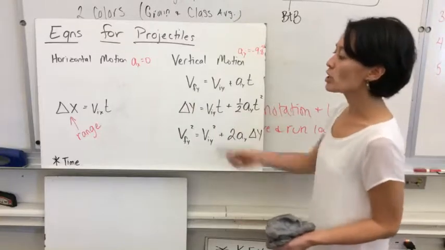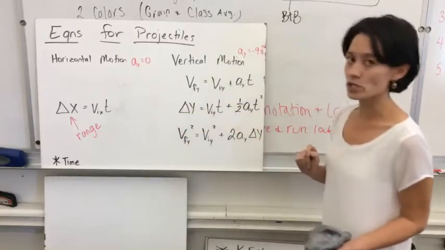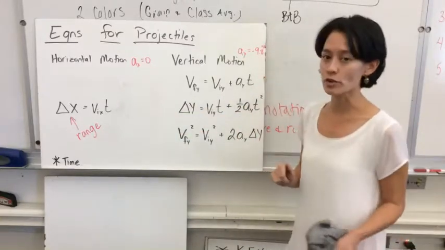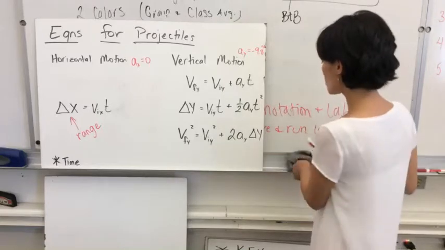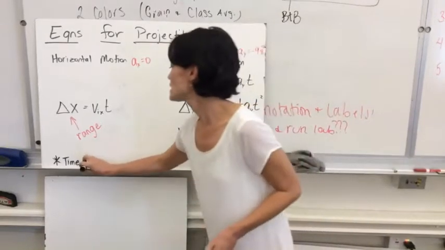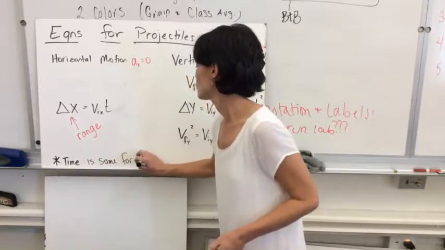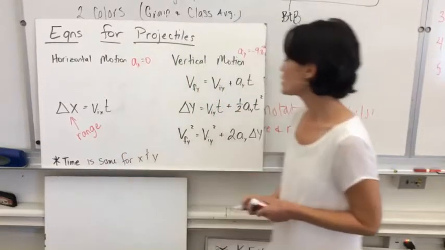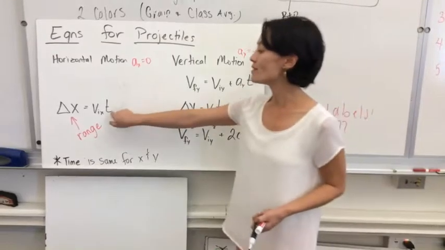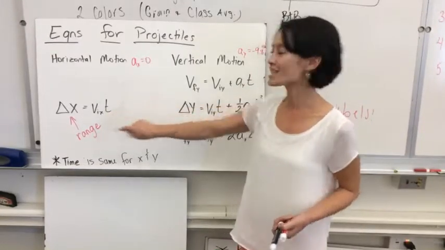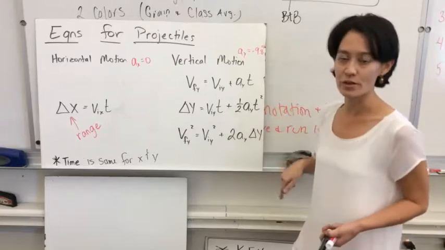So now if you want to write these down, these are the final equations that you're going to have for projectiles. You're going to have one equation for the x direction. You're going to have 3 equations for the y direction. And the thing to note is that time is the same for x and y. So the time value that you have in this equation is the exact same time value that you're going to have in these equations, okay?